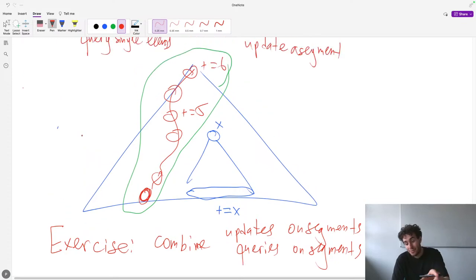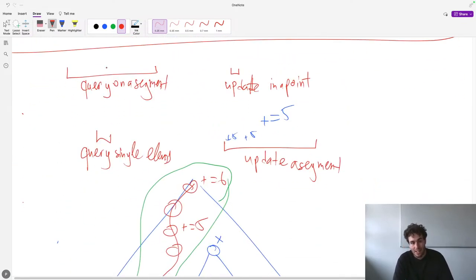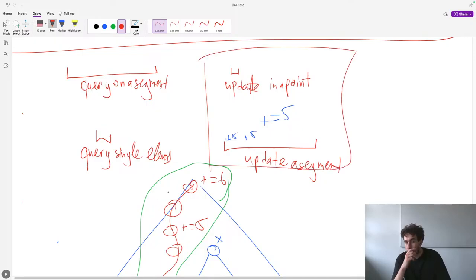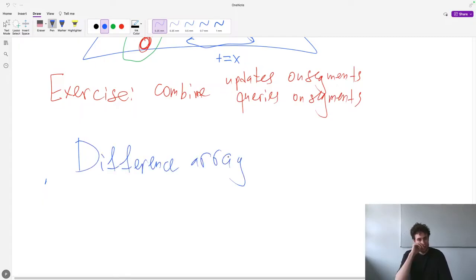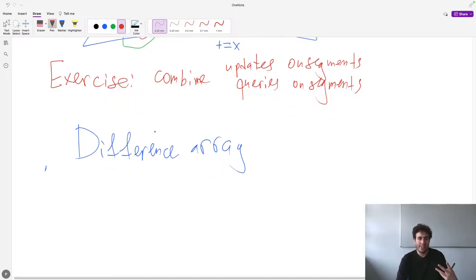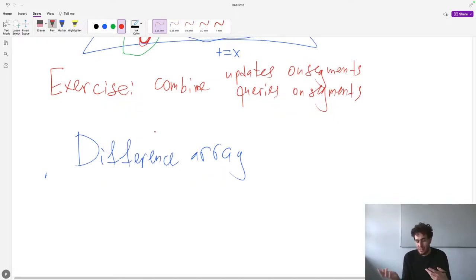But there is an alternative way to solve this problem, actually. So this problem of adding something on a segment and querying in single element. And the idea here is using difference arrays. This is kind of cheating. So what is a difference array? This is like the opposite of prefix sums.